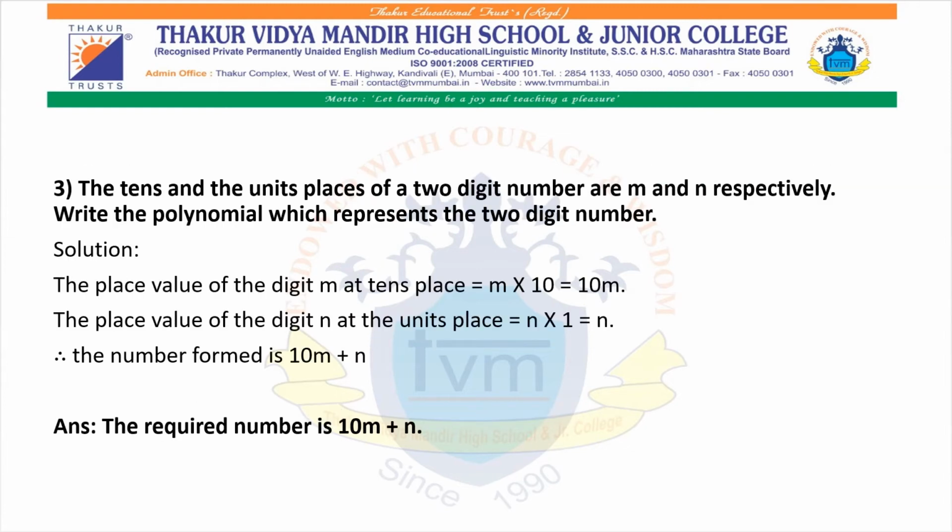Third one, the tens and the units places of a two-digit number are m and n respectively. Write the polynomial which represents the two-digit number. Solution. The place value of the digit m at tens place is equal to m into 10, which is 10m. The place value of the digit n at the units place is equal to n into 1, which is n. Therefore, the number formed is 10m plus n. So the answer is, the required number is 10m plus n.